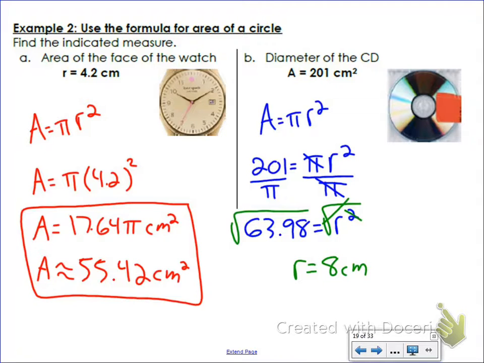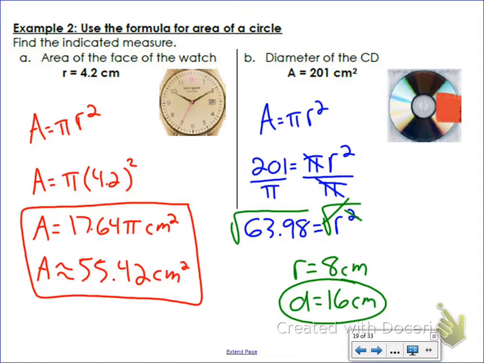Now this is not my answer. I'll go back and reread the problem. We're looking for the diameter of the CD. We found the radius. The radius is half the diameter, so I'm going to take 8 and multiply that by 2. And the diameter is going to be 16 centimeters.